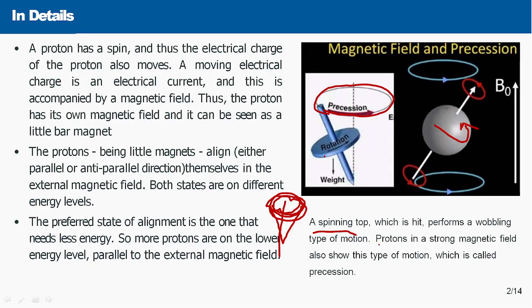A proton in a strong magnetic field shows this type of motion, which is called precession. So this wobbling motion under the influence of the strong magnetic field is known as precession, and it has a cycle of rotation. If it starts from this point, it will take some time to reach this point again. This cycle is considered the frequency of precession. So we call it the precession frequency, and it depends on the magnetic field strength of the external magnet.